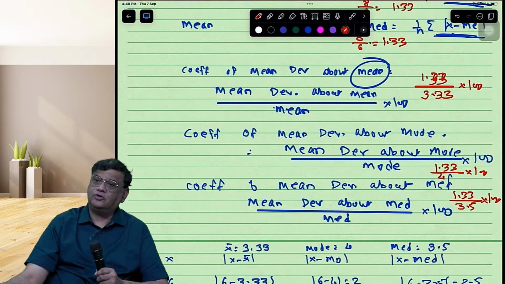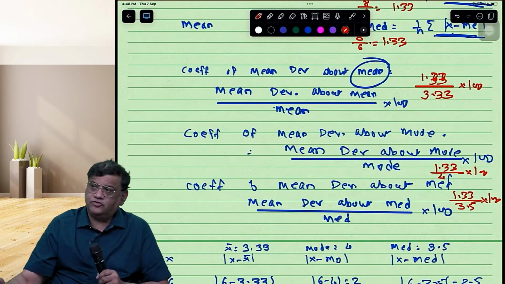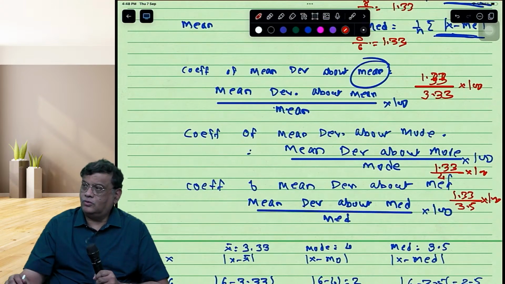क्या coefficient of mean deviation about mean, coefficient of mean deviation about mode, coefficient of mean deviation about median. Is that clear?